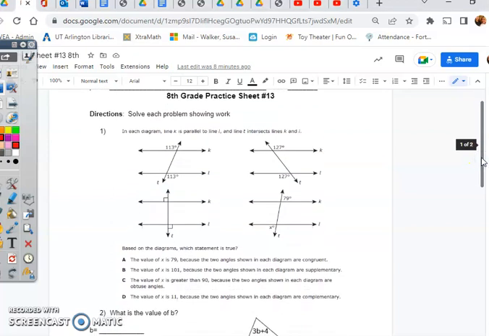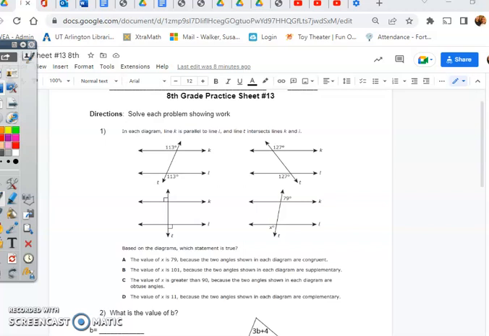Okay, so this says in each diagram line K is parallel to L. Okay, so those are parallel. And T intersects. So remember, T is the transversal. And remember, when we have parallel lines with a transversal, we will form two different angles.